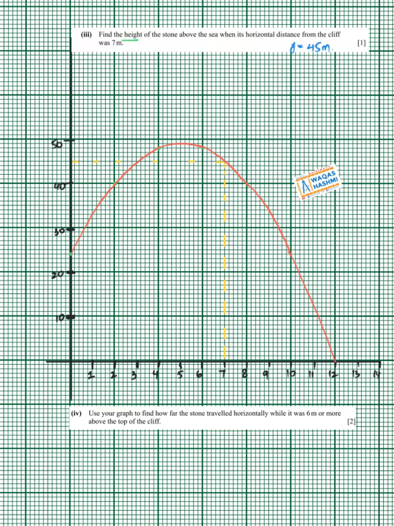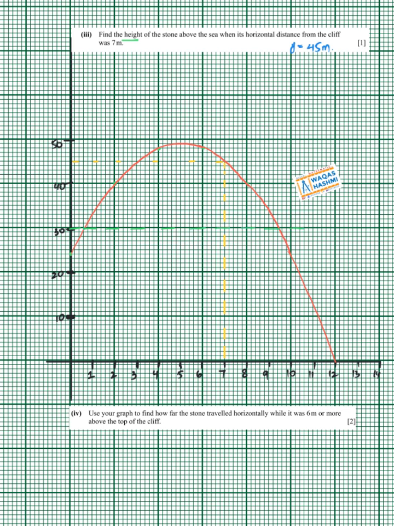That is your answer. In the next part, use your graph to find how far the stone traveled while it was 6 meters or more above the top of the cliff. How far means that you need to find the unknown on the x-axis. Alright, 6 meters or more. Currently the position is 24. 6 meters above means that it will be at 30. So I will make a line at 30. There is a line, right? And you need to extend that line and mark those points where the line intersects your graph.